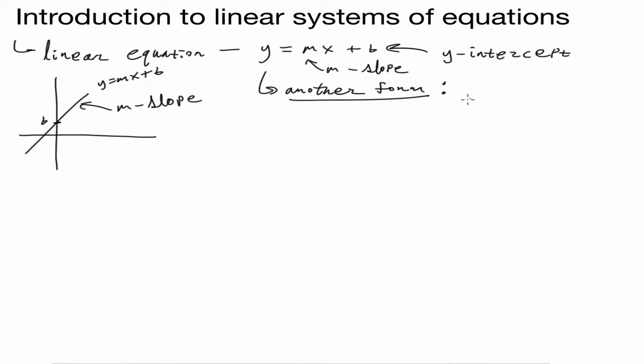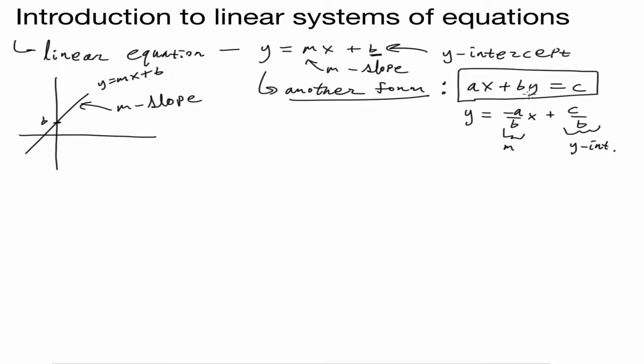Another form of y equals mx plus b is to write it down as ax plus by equals c, where the b that I've put there is now a different b than it is here. We can always revert this back. We can always write our equation as y equals minus a over b x plus c over b, where minus a over b is equal to my m, and c over b is equal to my y-intercept. Okay, but this form is a little bit easier to manage on a day-to-day level, so we're really going to go with this form.